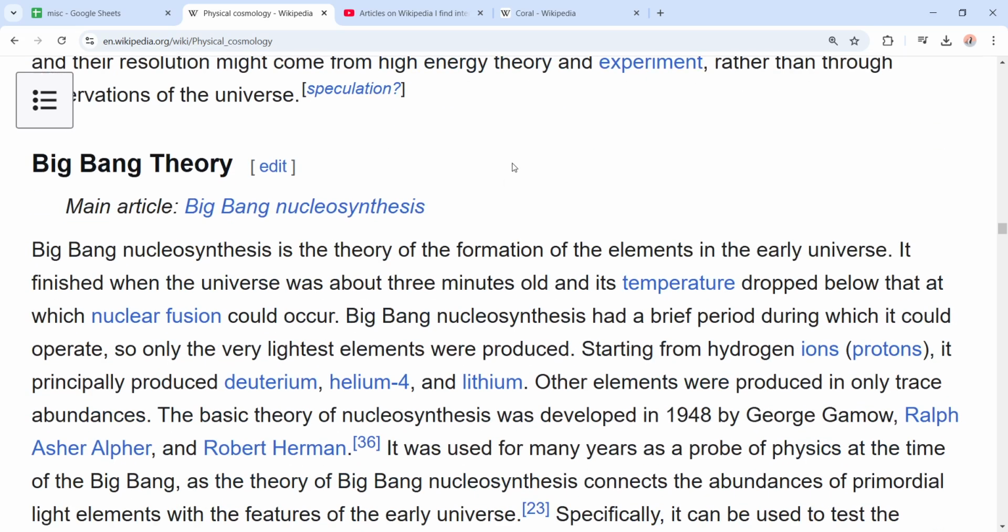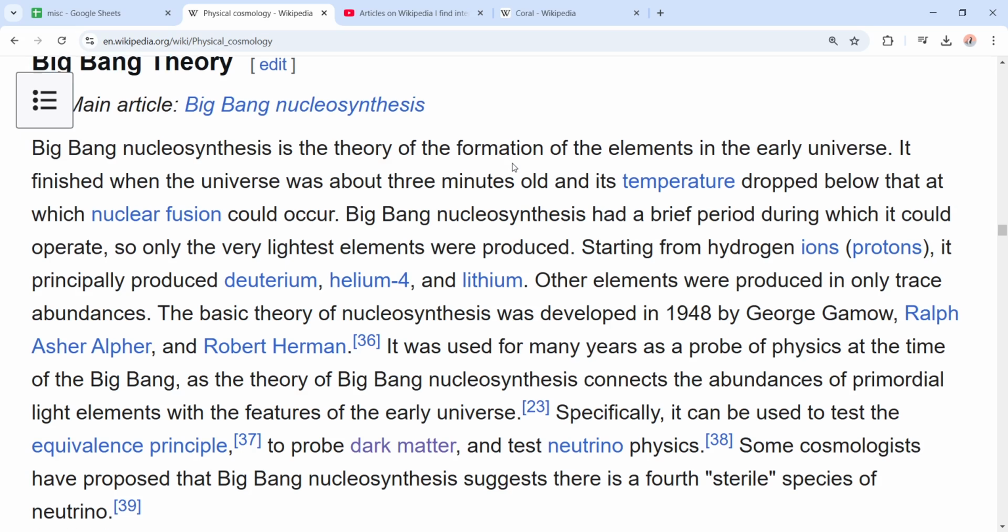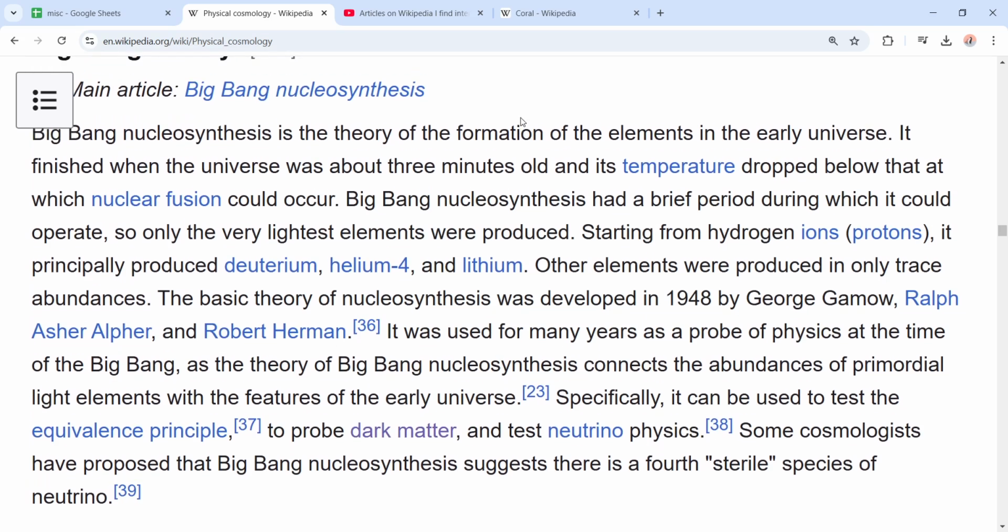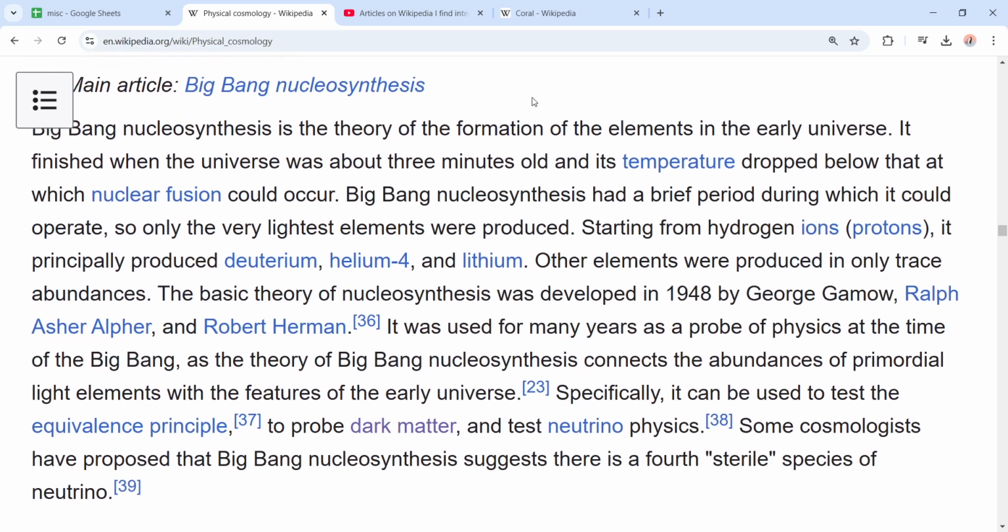Big Bang Theory, main article, Big Bang nucleosynthesis. Big Bang nucleosynthesis is the theory of the formation of the elements in the early universe. It finished when the universe was about 3 minutes old and its temperature dropped below that at which nuclear fusion could occur. Big Bang nucleosynthesis had a brief period during which it could operate, so only the very lightest elements were produced. Starting from hydrogen ions, protons, it principally produced deuterium, helium-4, and lithium. Other elements were produced in only trace abundances.